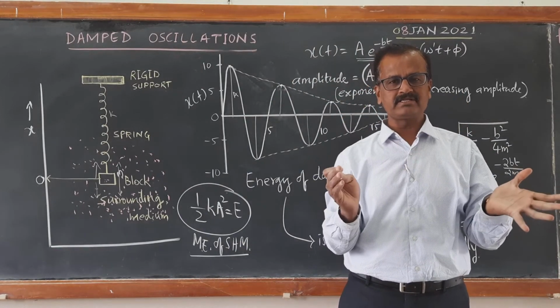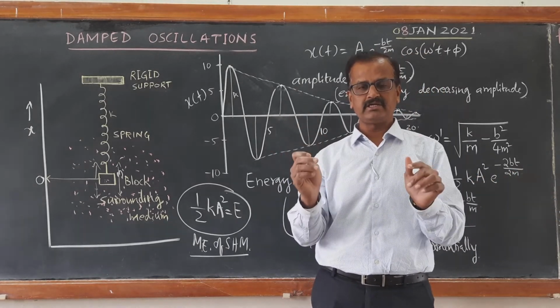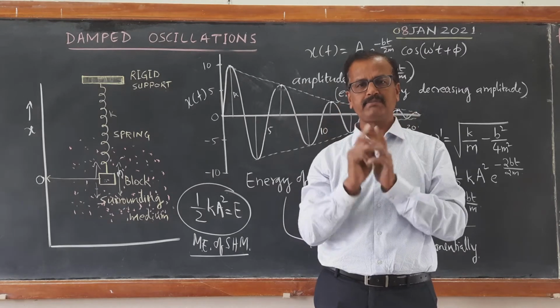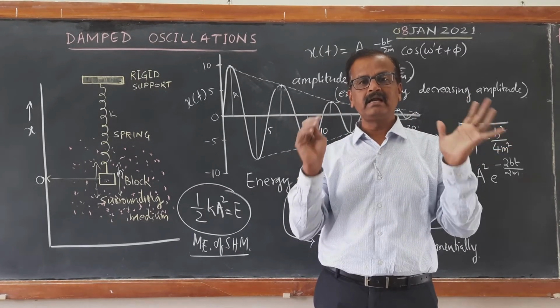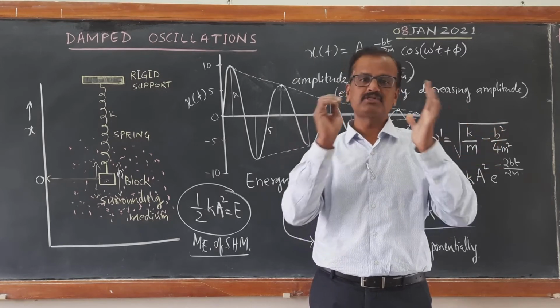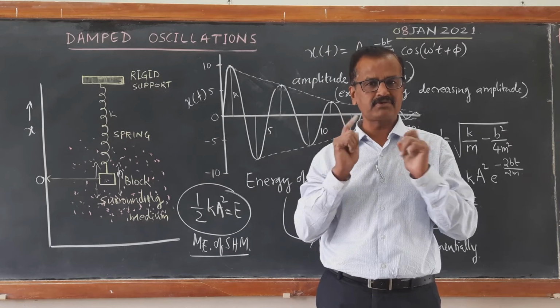So such oscillations, which are required to have sustained oscillations, to have constant amplitude or maximum amplitude, are called driven oscillations or forced oscillations. I think you got the point. What is the meaning of forced oscillations?